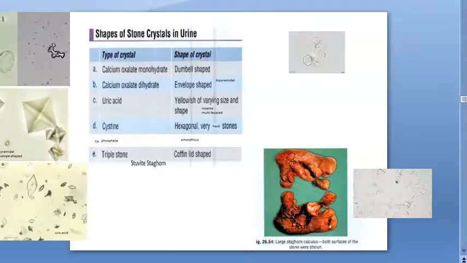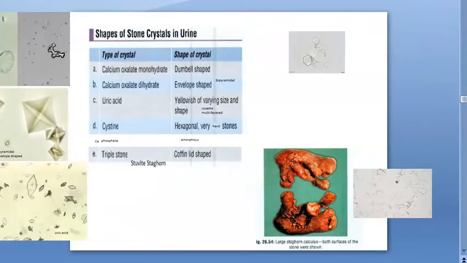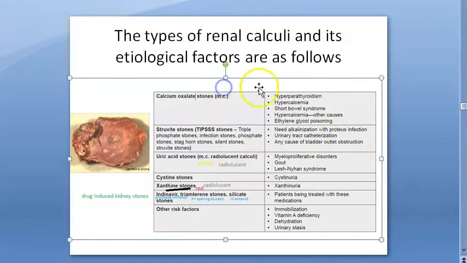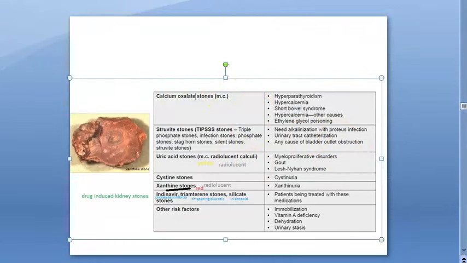Guys, there was a mistake in this table. Look at this. The cysteine stones are very hard stones, okay. They've made it hard. And there are so many other types of stones on earth. They're not covering those. Coffin lid is who? The triple phosphate stone. Okay, continuing. Look at this. Some more information about all these types of stones, renal stones.